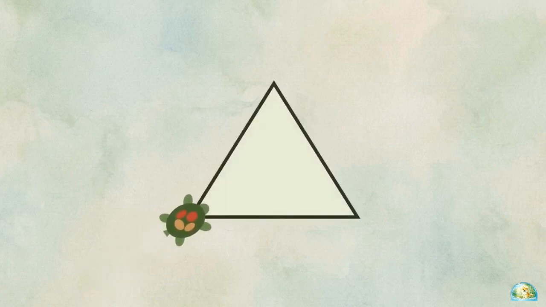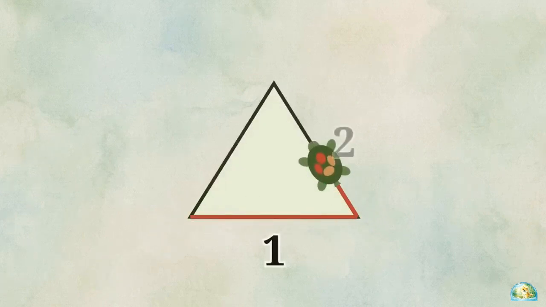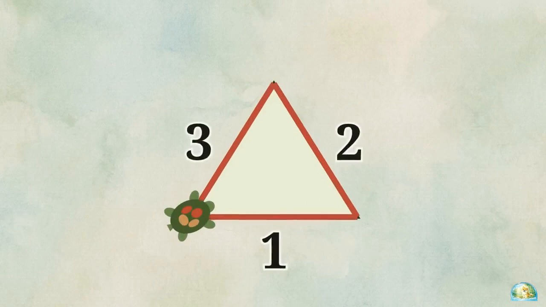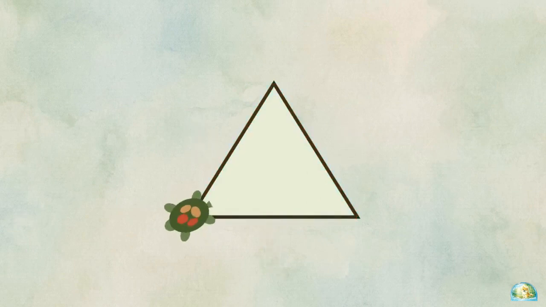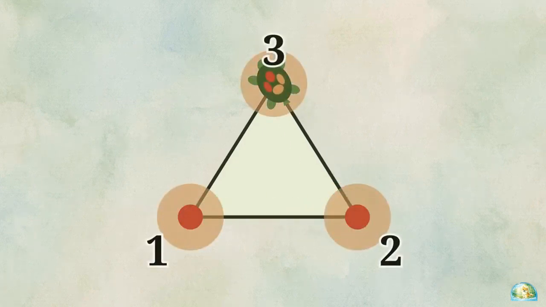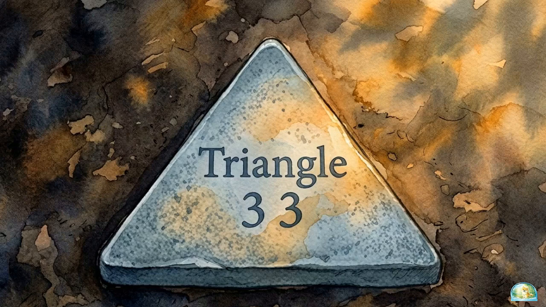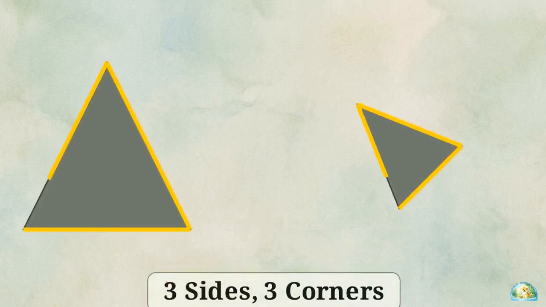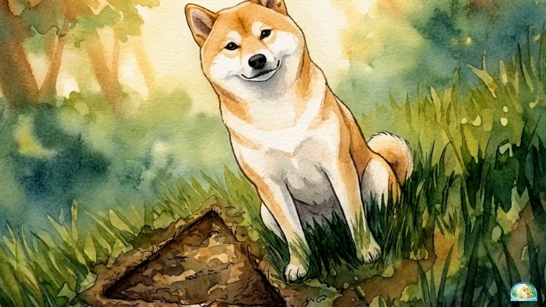First, we count the straight sides. 1, 2, 3. This stone has 3 sides. Next, we find the corners where those sides meet. 1, 2, and 3. Because this flat stone has exactly 3 sides and 3 corners, we know it is a triangle. Even if it were much larger or tipped on its side, the count remains the same. Identifying these specific parts allows us to name this shape with total confidence.